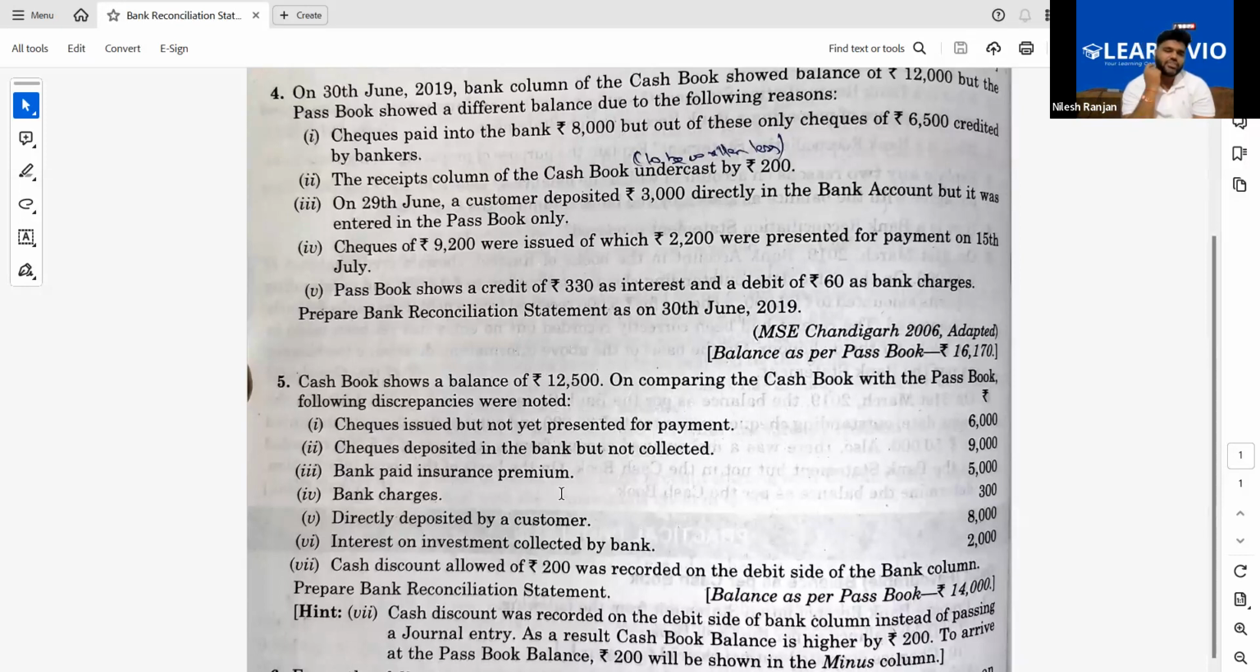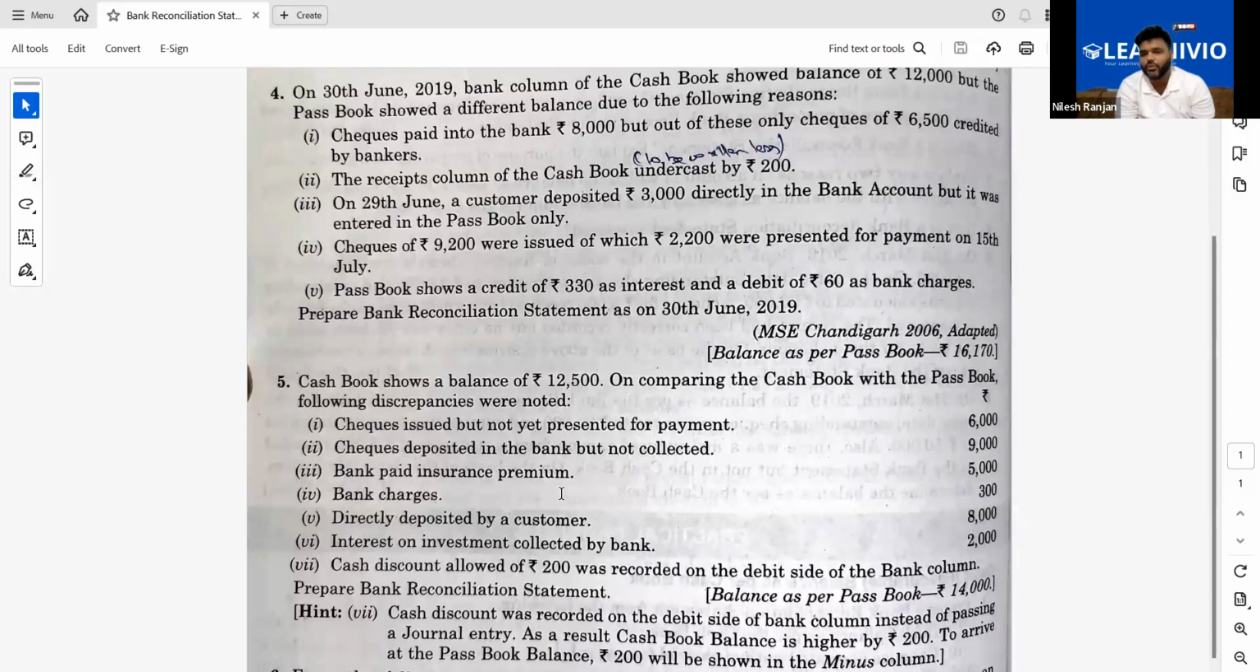Okay. No, actually the solution is on the add side. It will be written on the add side. Understand this: interest on investment collected by bank. Collected by bank means we have invested our money at some place and there is interest accrued on this investment, which is collected by the bank for us. So the bank has collected this interest and deposited it in our bank.